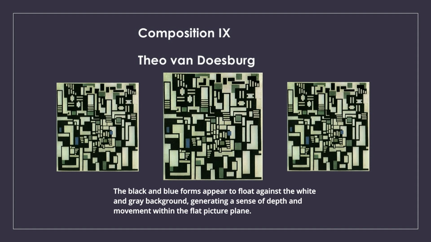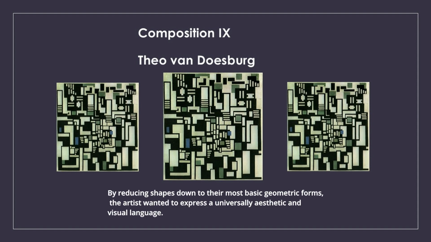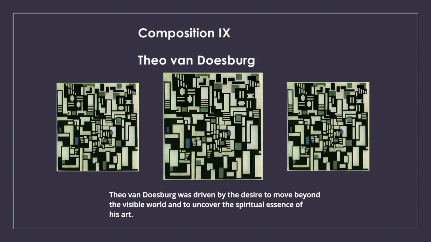The black and blue forms appear to float against the white and gray background, generating a sense of depth and movement within the flat picture plane. This spatial tension reflects van Doesburg's interest in the balance between form and void, a concept central to De Stijl's philosophy. By reducing shapes down to their most basic geometric forms, the artist wanted to express a universally aesthetic and visual language. Theo van Doesburg was driven by the desire to move beyond the visible world and to uncover the spiritual essence of his art.